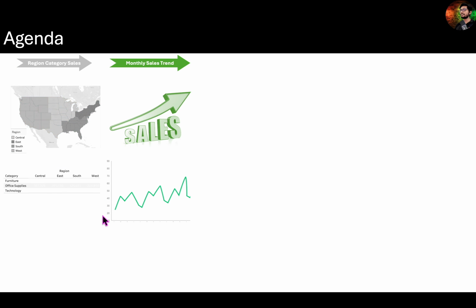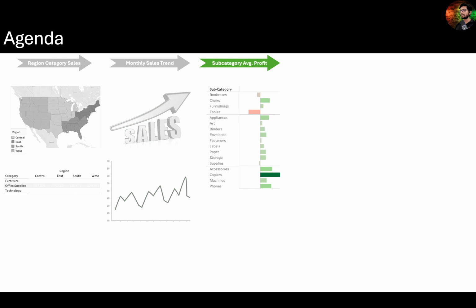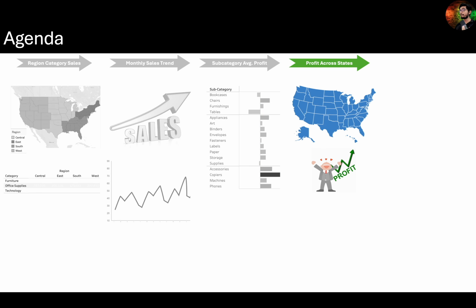Next, we'll deep dive into how sales are trending over time and see if we can spot any seasonal patterns or peak months where demand really spikes. Next, we'll switch gears and look at profits, starting with a breakdown of which subcategories are making the most profit per product. After that, we'll explore profit distribution across states to see which states are top performers and which states are struggling, and if anything stands out as a red flag.